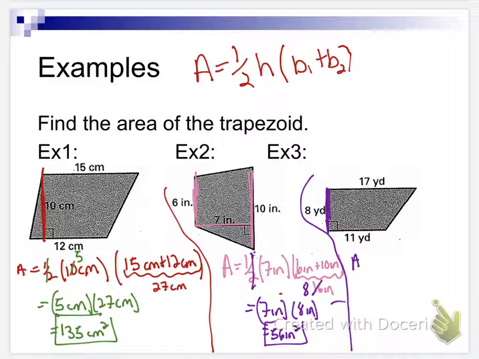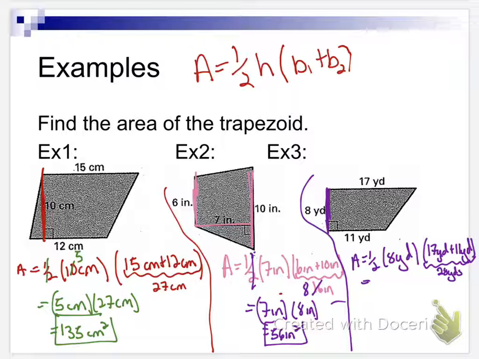So we have area equals 1/2, 8 yards. And then base 1 plus base 2, so 17 yards plus 11 yards. Gives me 1/2. We can do this again before I do that. 17 plus 11 gives me 28 yards.